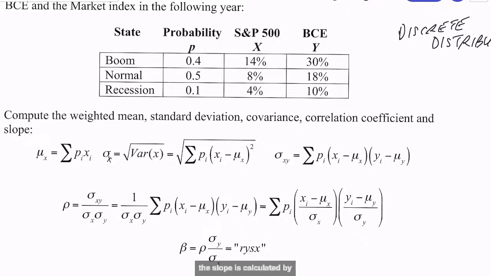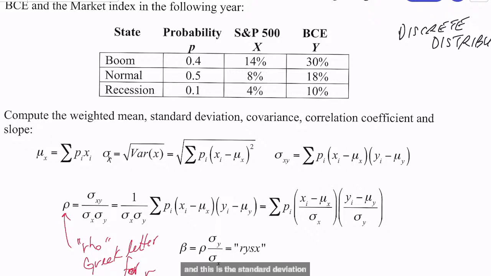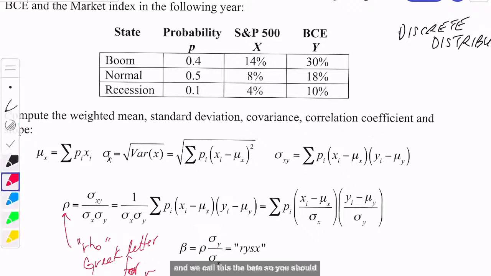The slope is calculated by rho, which is the correlation. That's the Greek letter for R, if you didn't know it, and it's pronounced rho. R for correlation, and this is the standard deviation of Y, this is the standard deviation of X, so it's still R SY over SX. And we call this the beta.